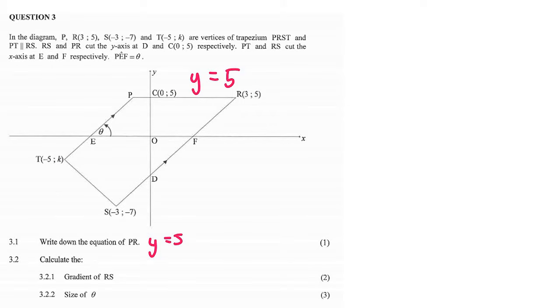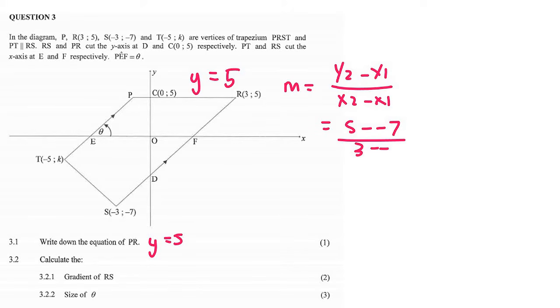Then it says calculate the gradient of RS. I'm just going to do this quickly, guys. You know how to do this. So we're just going to fill in the gradient formula. And then I'm just going to go 5 minus 7 over 3 minus 3. And that's going to give us an answer of 2.